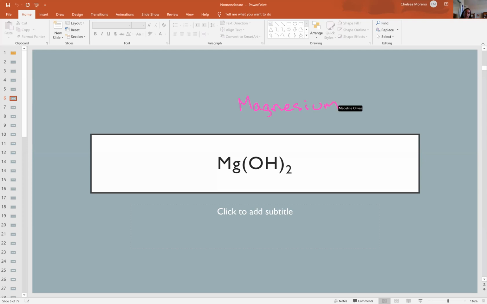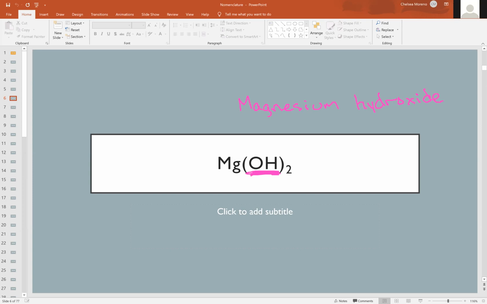Okay, does anybody know what this OH is called? Hydroxide? Yes. Okay, does anybody know if that's the proper name or do we need to change anything? I think that's the proper name. I think it's good. Yes, exactly. So whenever you have a hydroxide here, it's always just going to be your metal and then hydroxide. So we're done with this name. Does everybody understand that?